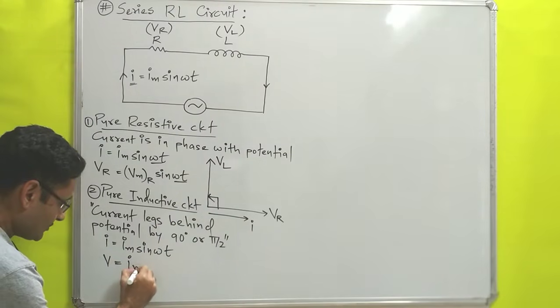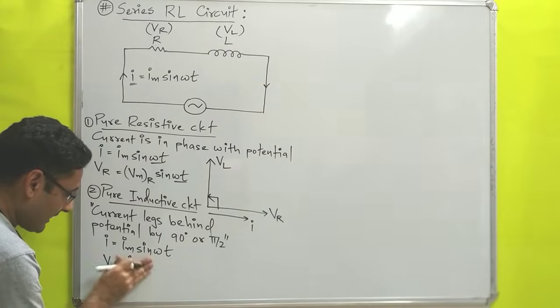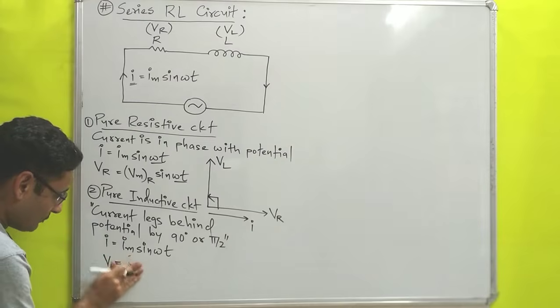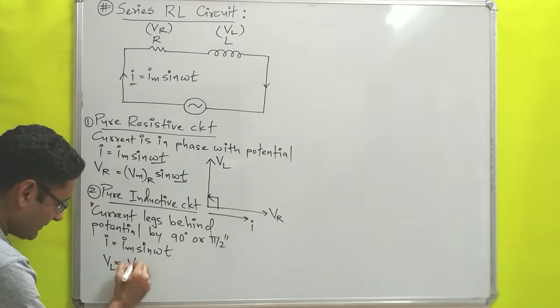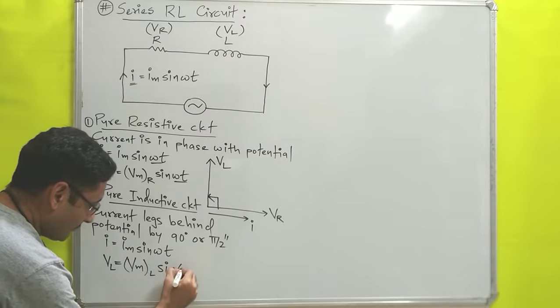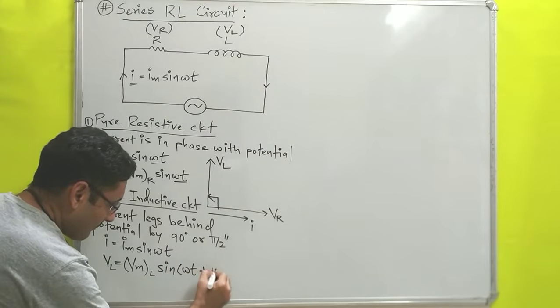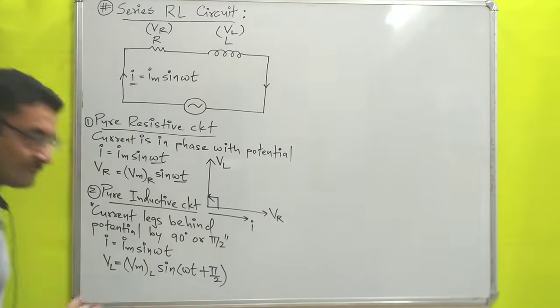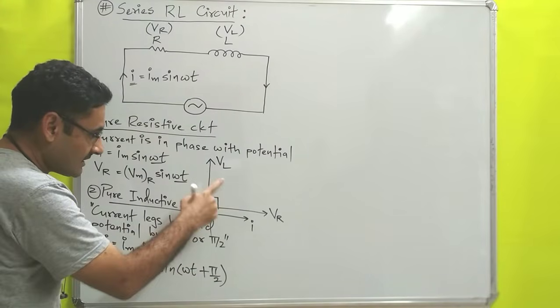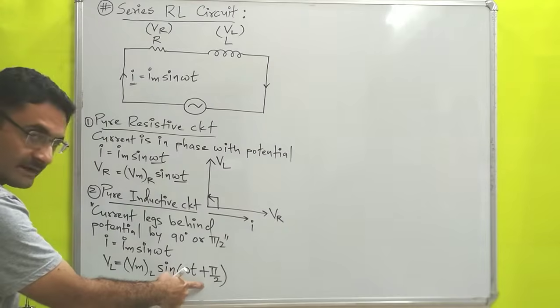So I will write potential is leading. For that, potential across what? Across inductor. So potential across inductor, I will write maximum potential across inductor sine of omega t plus pi by 2. Why we are writing plus pi by 2? Because potential leads the current. Potential leads the current by pi by 2.